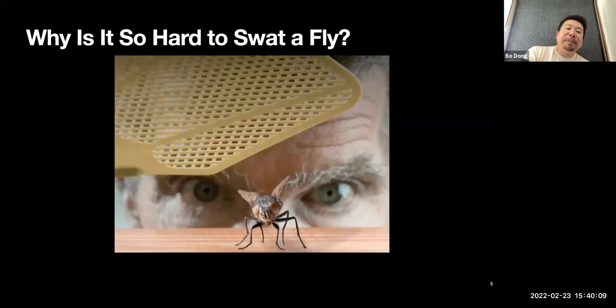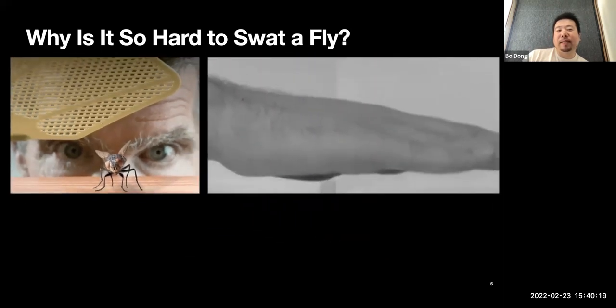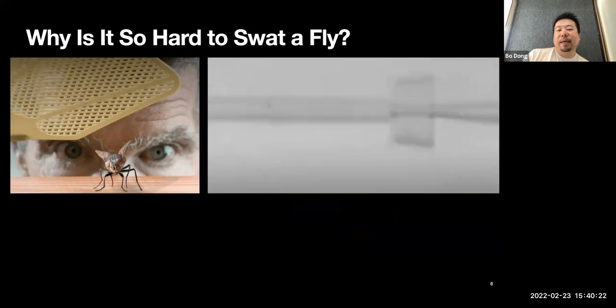One question I would like to ask you: have you ever thought about why it's so hard to spot a fly? Normally when we spot a fly, we experience something like this. The fly can easily escape from us.